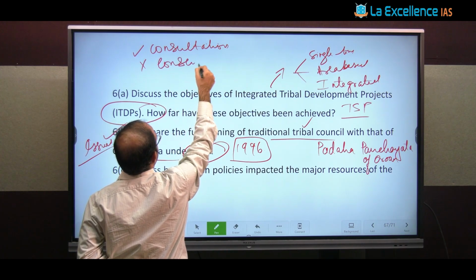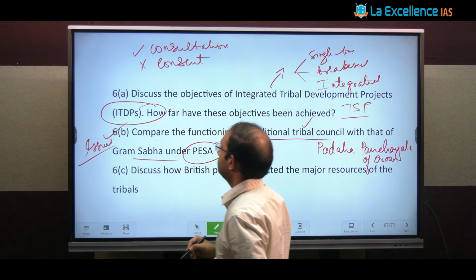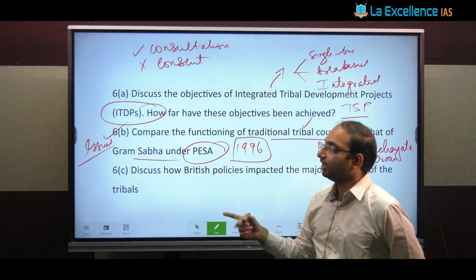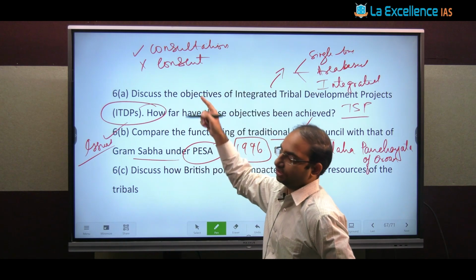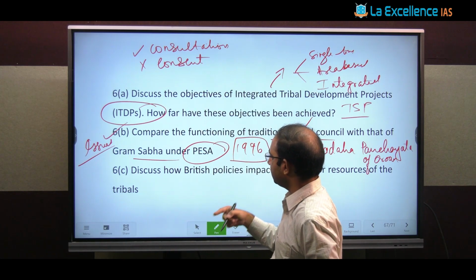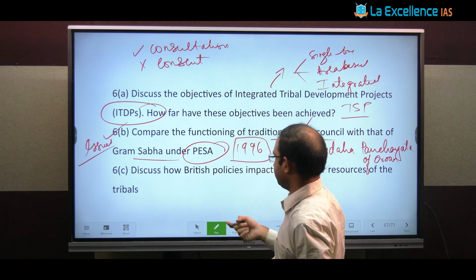So they are consulting but sidelining the Gram Sabha. So many propose that PESA must be amended and the word consultation in PESA must be replaced with consent. And the amendment is proposed to that extent.